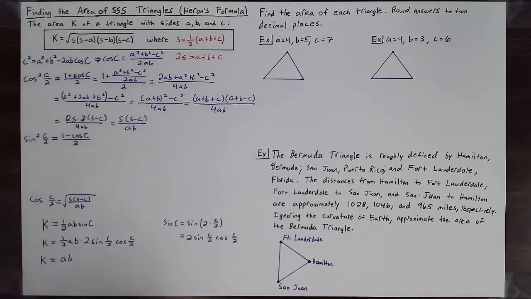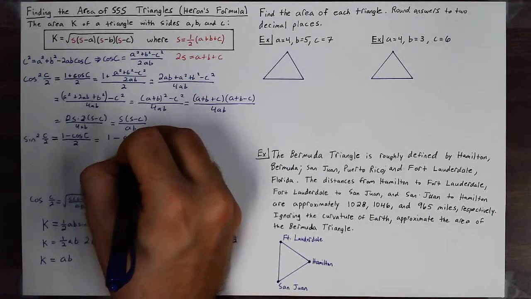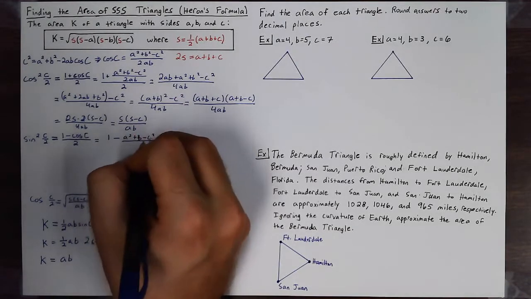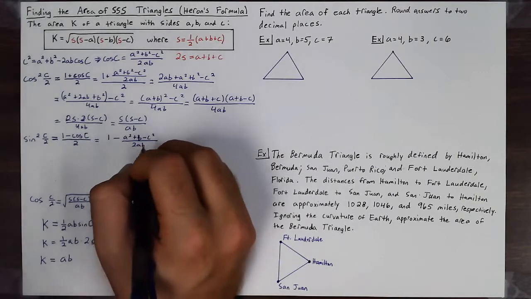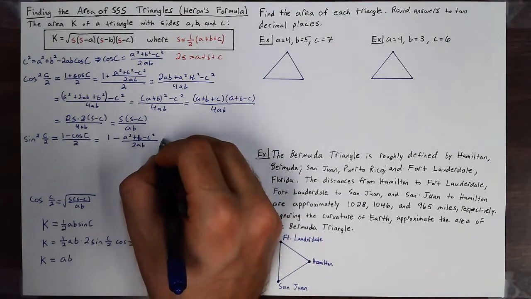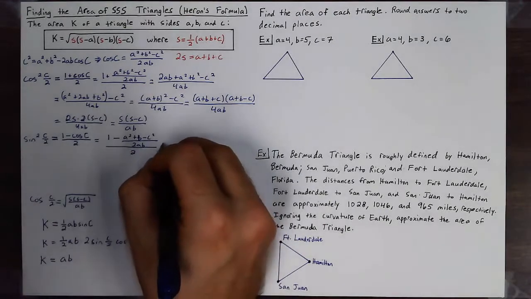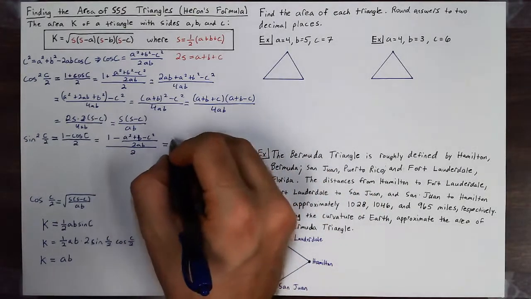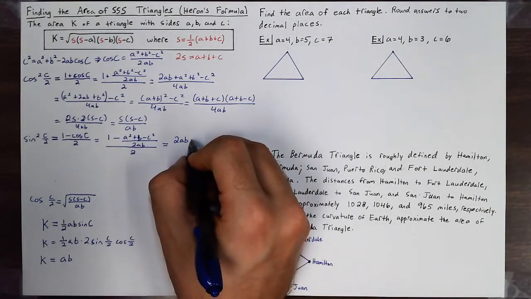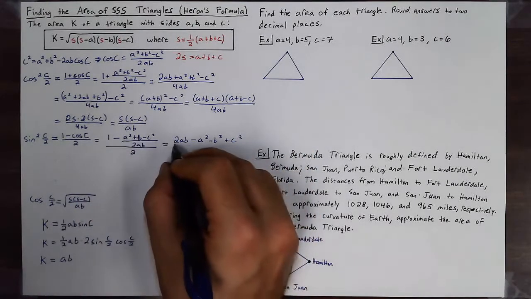Now I'll do the same thing for sine squared. So I'll get 1 minus a squared plus b squared minus c squared all over 2ab, and that's all over 2. Forgot about that too. Which will be equal to, if I multiply the top and the bottom by 2ab, 2ab minus a squared minus b squared plus c squared when I distribute that negative, all over 4ab.